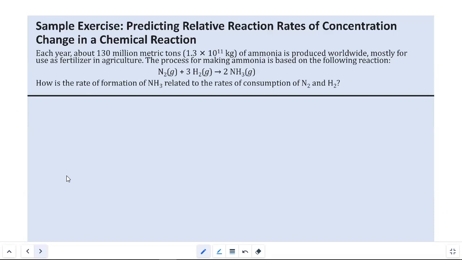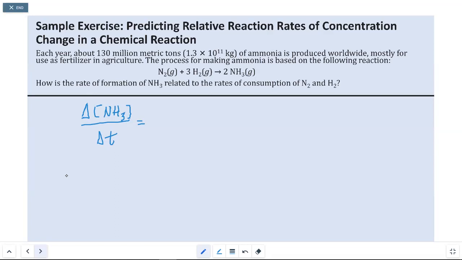So to answer this question, if I am looking at the rate of formation of ammonia, so that'd be delta concentration of ammonia over delta time, if I'm looking at that as a comparison, just comparing them to each other, I can use stoichiometric factors to do that.